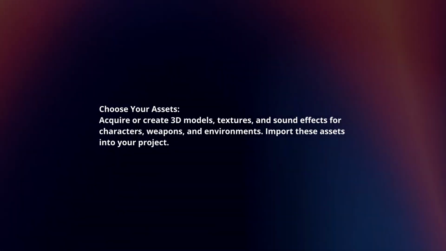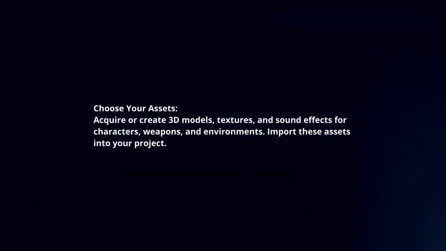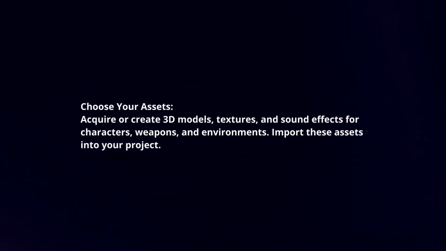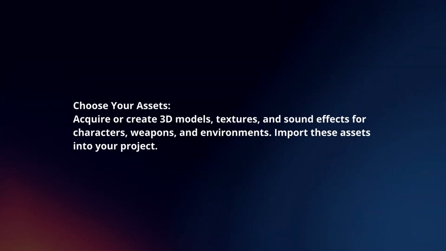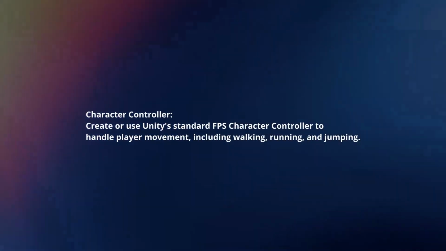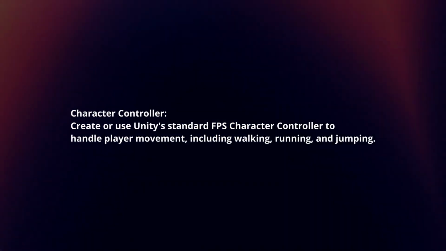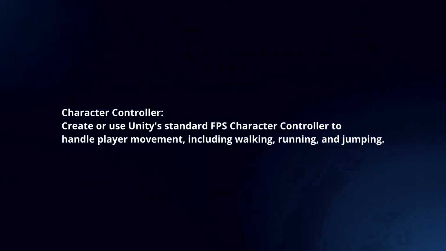Choose your assets. Acquire or create 3D models, textures, and sound effects for characters, weapons, and environments. Import these assets into your project. Character controller. Create or use Unity's standard FPS character controller to handle player movement, including walking, running, and jumping.